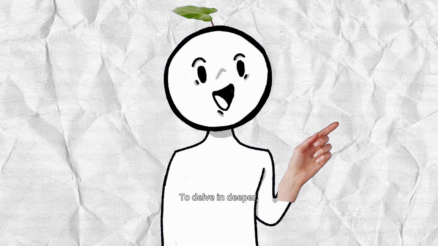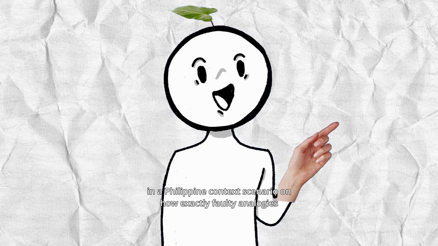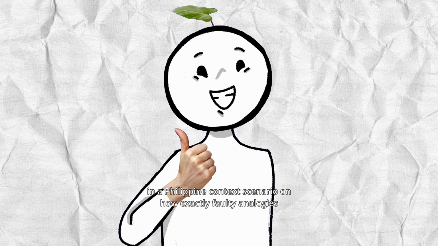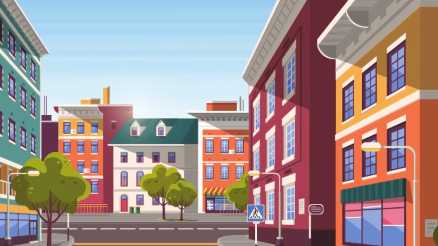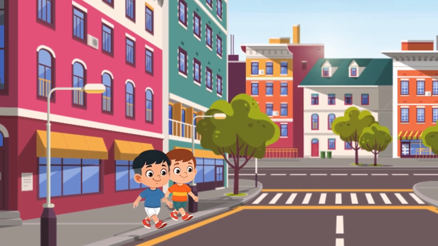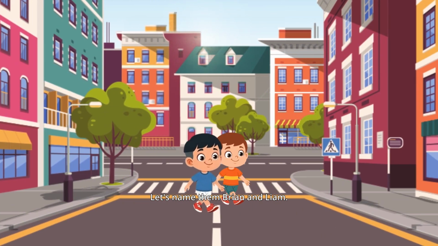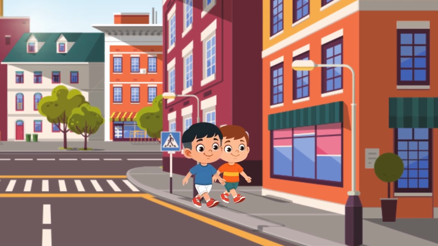To delve deeper, let us take a look at a Philippine context scenario on how exactly faulty analogies distort two concepts and deceive people into making unethical decisions in life. Imagine this. There are two friends. Let's name them Bryan and Liam.